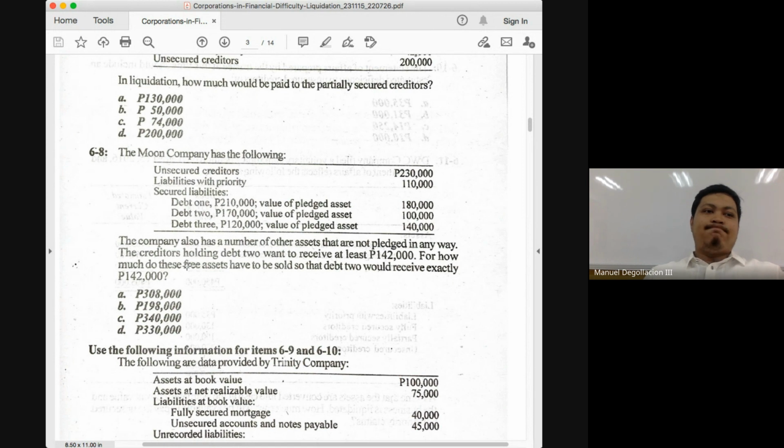Add the excess from the fully secured. Do we have any fully secured here? Yes, how much? Fully secured here is the debt 3. Okay, the debt 3 is only 120 and the value of the pledged asset is 140. So how much then is the excess class? 20,000.